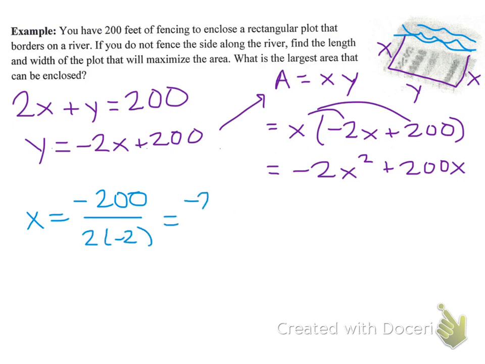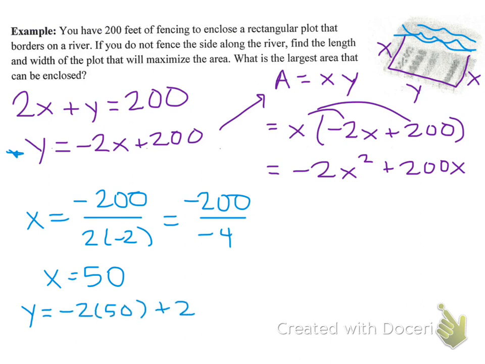So I have negative 200 divided by negative 4. So my x value would be 50. Now I plug that into my equation up here. I have y equals negative 2 times 50 plus 200. So this will be negative 100 plus 200. So I know y is equal to 100.